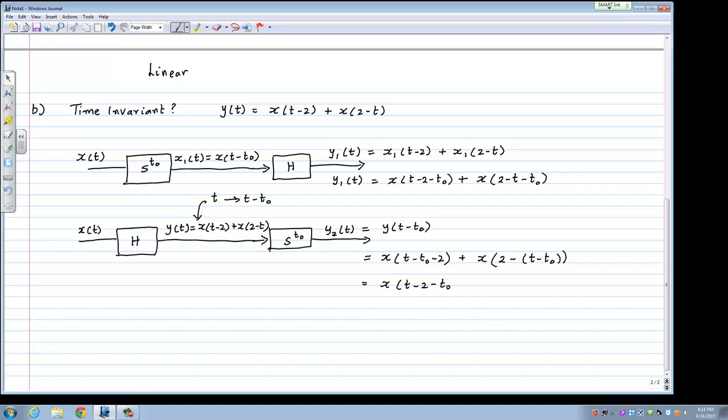Now the first part you can see is the same as this. These two are the same. But the second part is not. Because if I were to write this, I get 2 minus t plus t naught. So these two are not the same. So clearly the system is not time invariant.